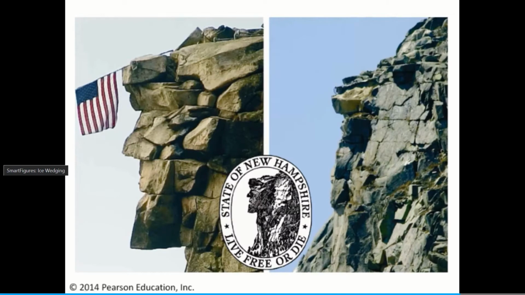So where does that leave us with the Old Man in the Mountain? Well, that craggy profile that we looked at earlier is actually a function of ice wedging, and the breakdown of that profile was also a function of ice wedging. This was a feature that was both created and destroyed by the same process, ice wedging.